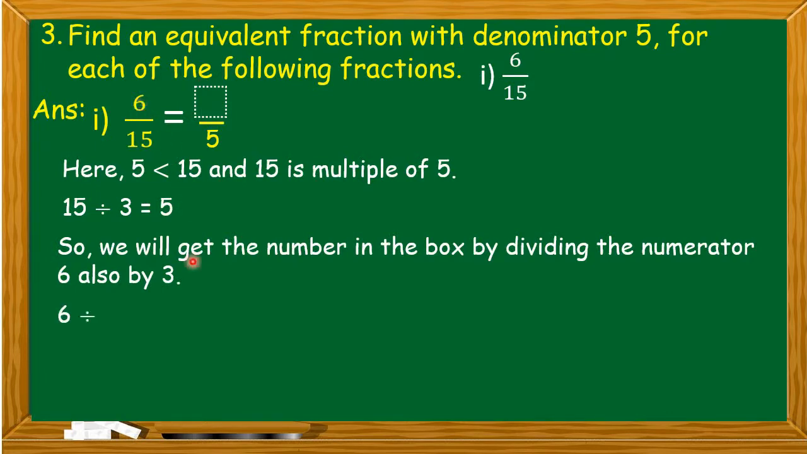So here we write 6 divided by 3 is equal to 2. So let us divide this fraction by 3. We get 6 divided by 3 is equal to 2 and 15 divided by 3 is equal to 5. So we get the missing numerator as 2. Therefore, the equivalent fraction of 6 upon 15 is 2 upon 5.